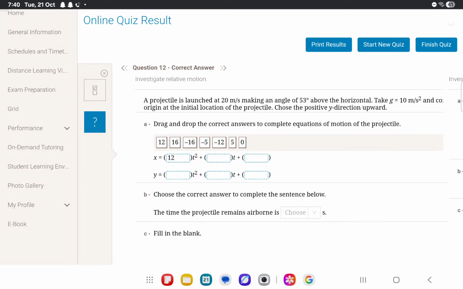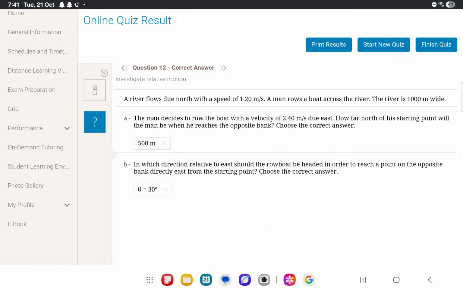So, question 12. Same concept. A river flows due north, okay, and the man is rowing the boat across the river. Okay, so like this. Now, the river is 1,000 meters wide. All right, so this question is actually very tricky, because it's way harder than it looks. I had to pause the video because I realized I was solving wrong for a second.